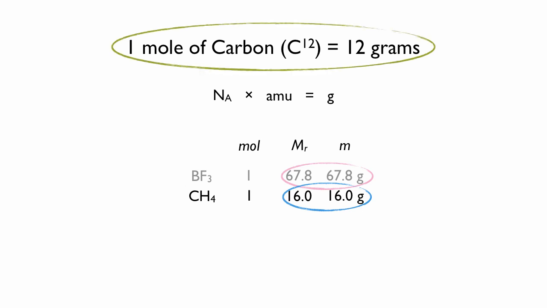This is why chemists have defined the mole this way. It means that for 1 mole, its mass in grams is the same as the mass of the single molecule written in AMU. That's it.